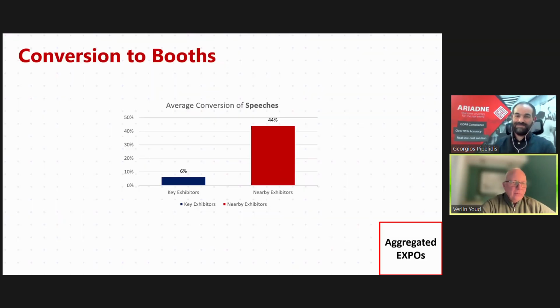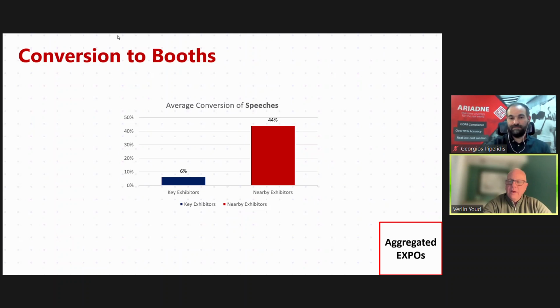Not only can we show that kind of correlation and that kind of information, but we can show some conversion information. And here, what we'll share with you is from the expos themselves. Number one, we looked at speeches and presentations and what that means for people going to booths.